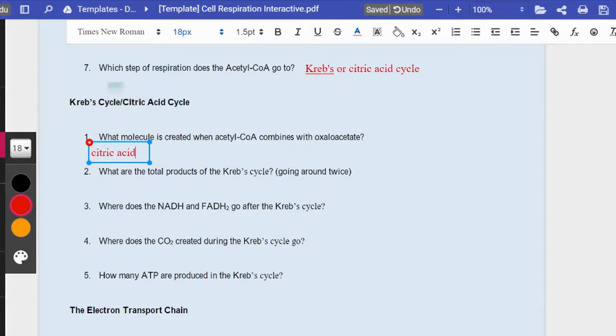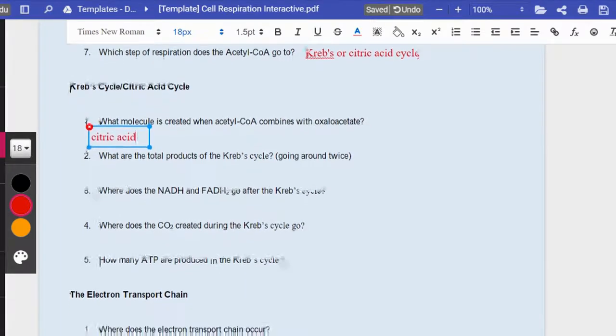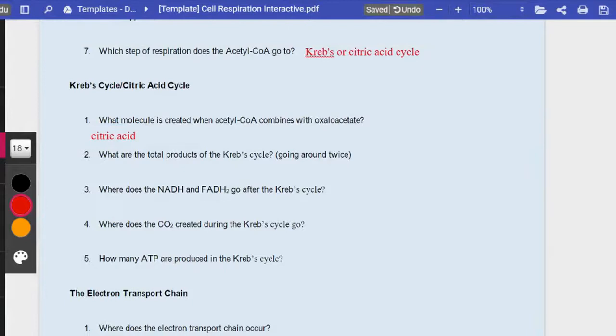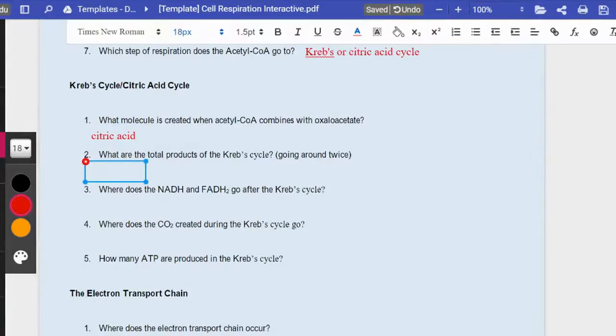And that's why it's also called the citric acid cycle instead of just the Krebs cycle. What are the total products of the Krebs cycle? This is going around twice. Remember, we're going to go around twice because we made 2 acetyl-CoAs. And I got to see if I can remember this. We're going to get 4 CO2s, which we breathe out. So now we've made 6, and that's all there is, because remember the formula for respiration makes 6 CO2s.